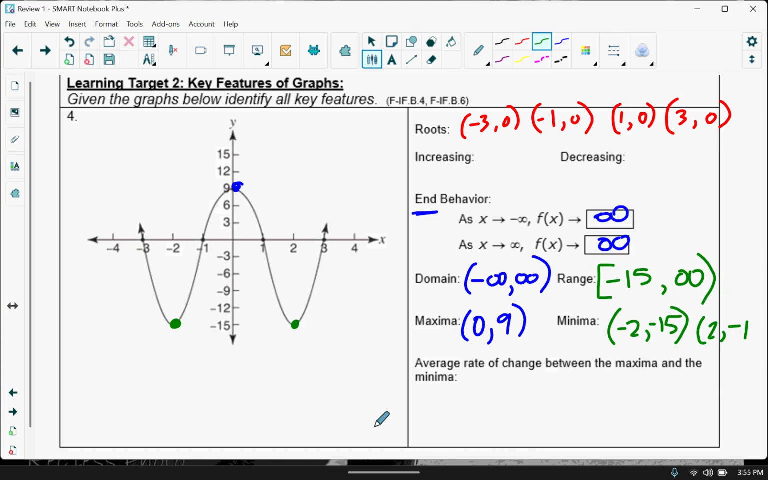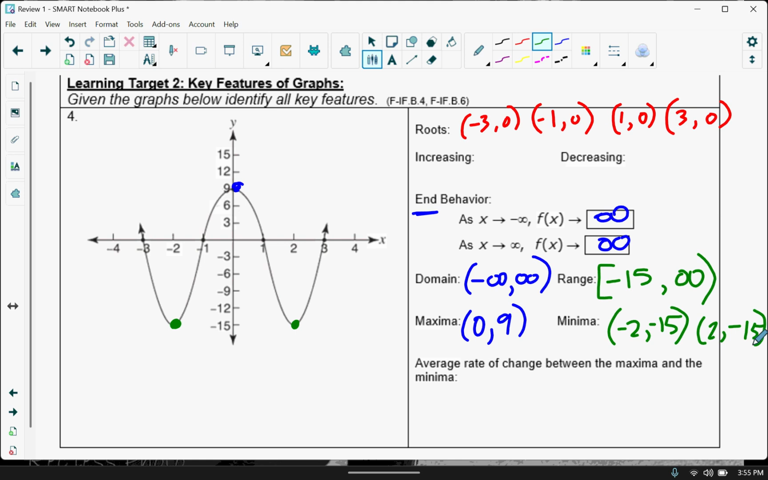Now we don't have to put a union in between those because these aren't intervals. These are actual points. They're actual locations. An interval is like a list that has a lot of numbers in it. So these aren't lists. These are actual locations.